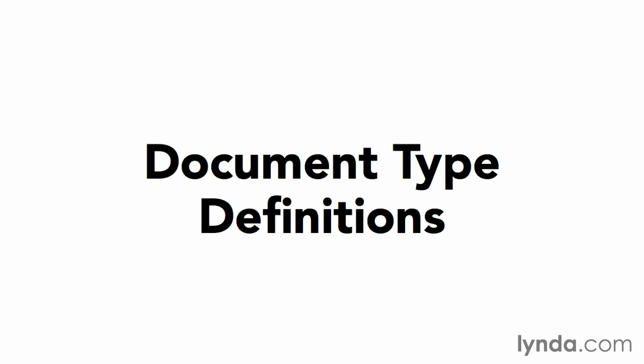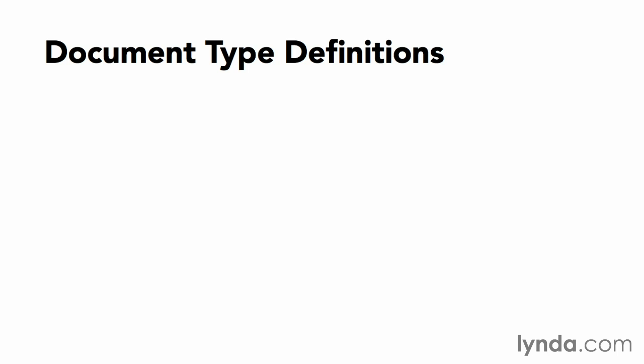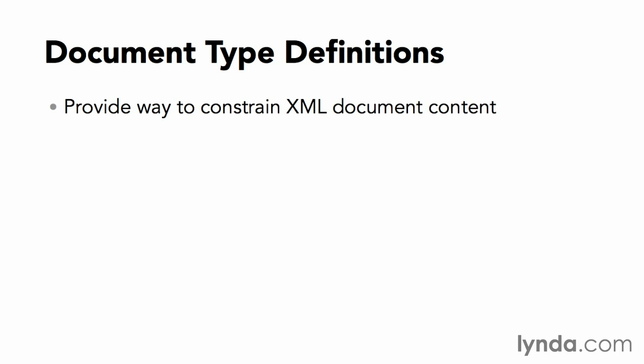There are a couple of different ways to associate sets of rules with your XML documents to help ensure their quality and make sure that they are as error-free as possible. One of those ways is through what's called document type definitions, and that's what we're going to look at in this chapter.